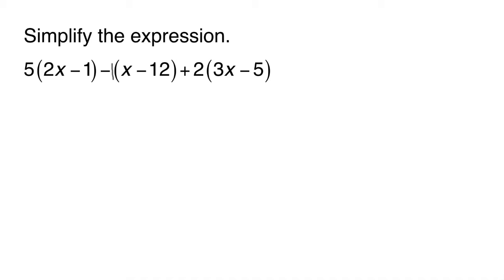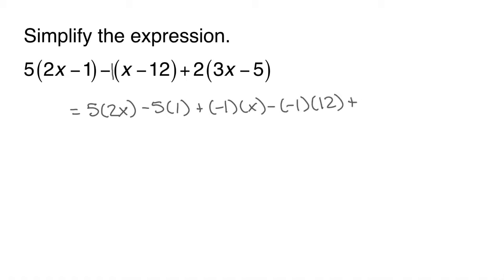Using the distributive property, we have 5 times 2x minus 5 times 1 plus -1 times x minus -1 times 12 plus 2 times 3x minus 2 times 5. Now let's simplify each term.